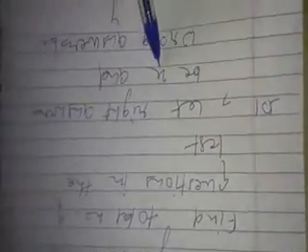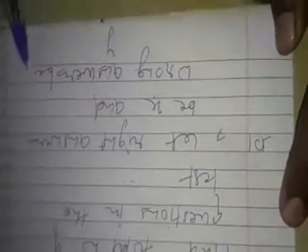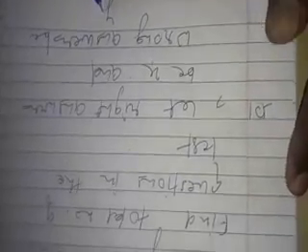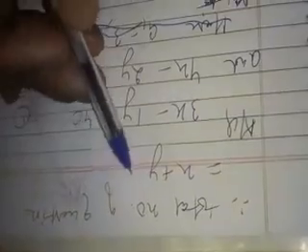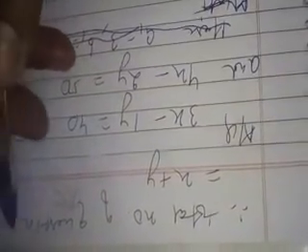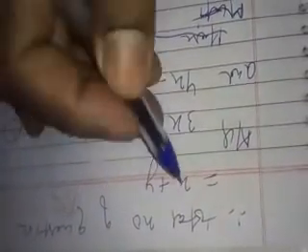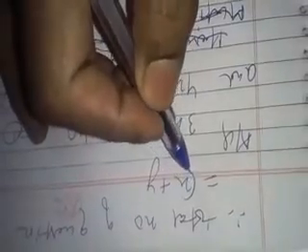In this question, we will take right answers as x and wrong answers as y. Therefore, the total number of questions will be x plus y, because total wrong and total right answers combined together make the total number of questions.